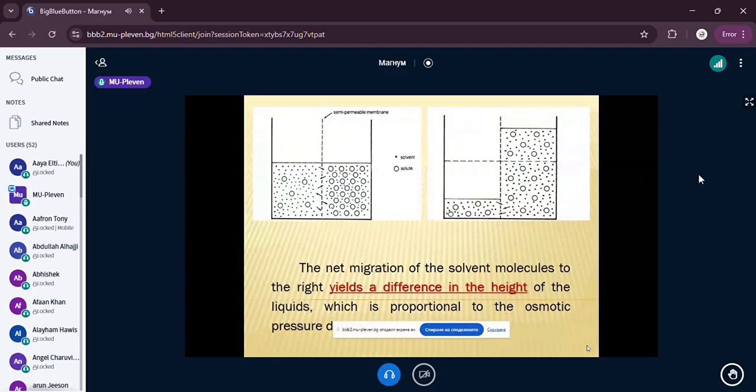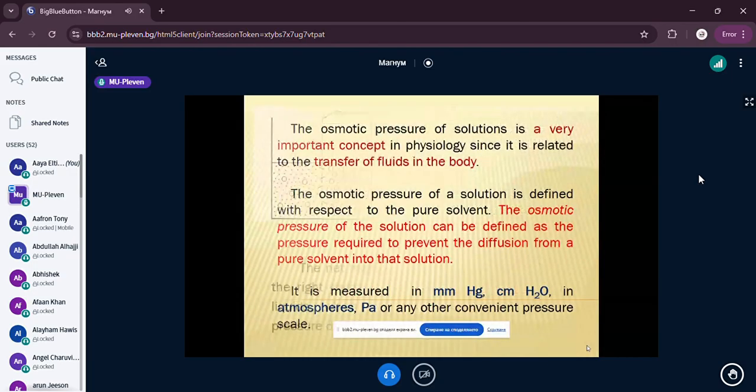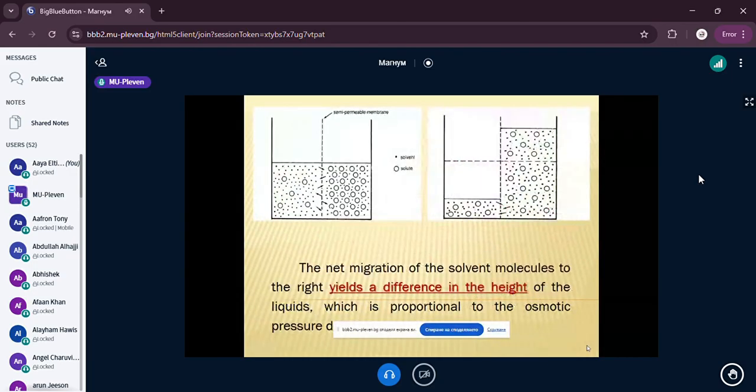So here, in my picture and in this one, molecules will enter the second compartment, thus increasing the volume, until when? This will happen until this level rises. So in fact, differences in levels, this means then what?